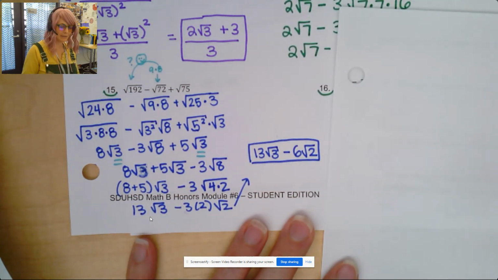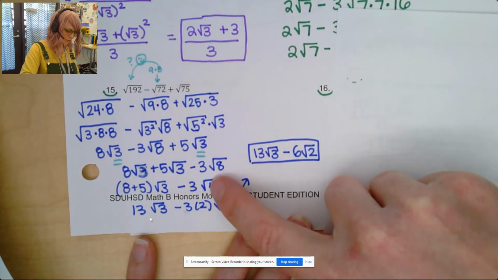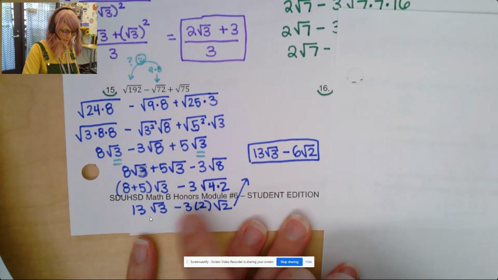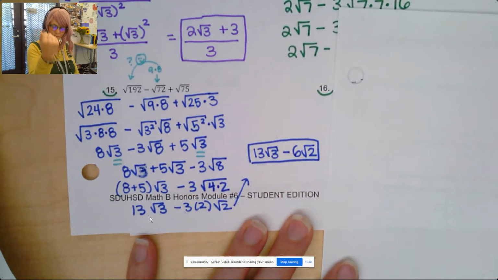I can keep simplifying from there. I probably should have done it up here. Ew, why didn't you see that it's simplified farther, Mrs. Barr? I don't know. I made the biggest mistake of my life. So 4 times 2, pull out the 4, becomes a 2. 3 times 2 is 6. So 13 square root 3, all minus 6 square root 2.